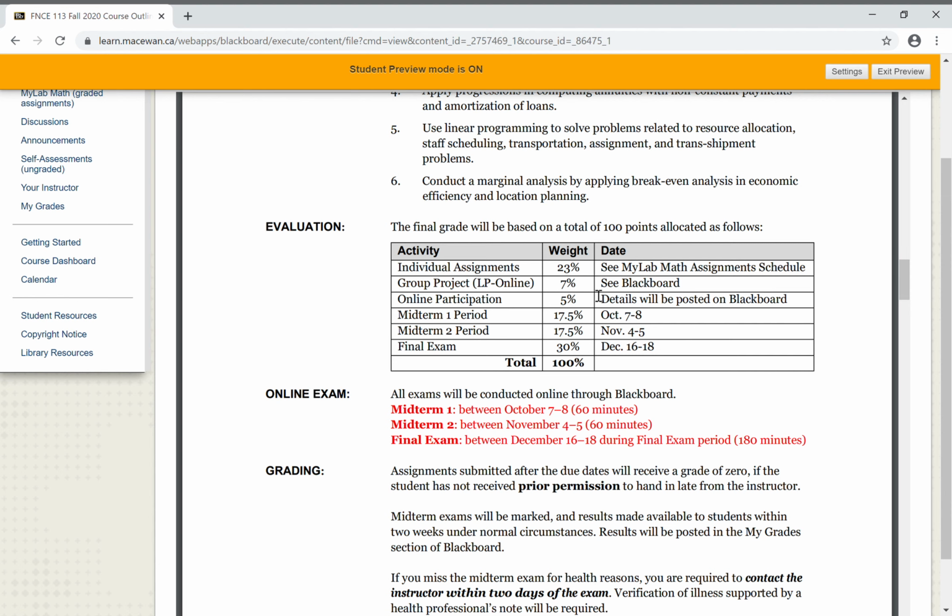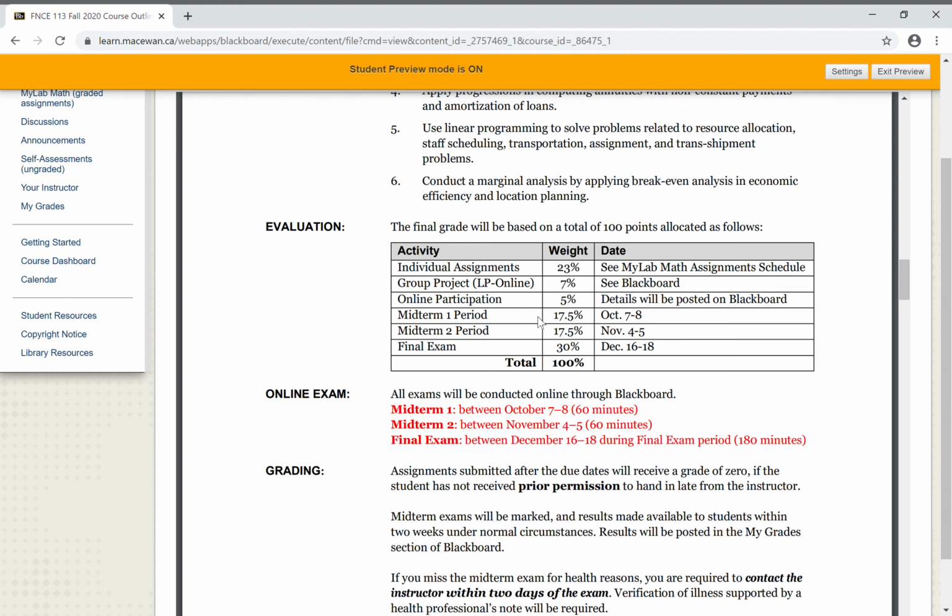We also have one group project. So I do realize it's an online course, and there may be some issues regarding formation of groups. If you want to form groups with people you already know, great. If not, let me know and I'll help you out. And we'll talk about the group project. I'll be posting some guidelines on Blackboard. So that'll be 7% of your grade.